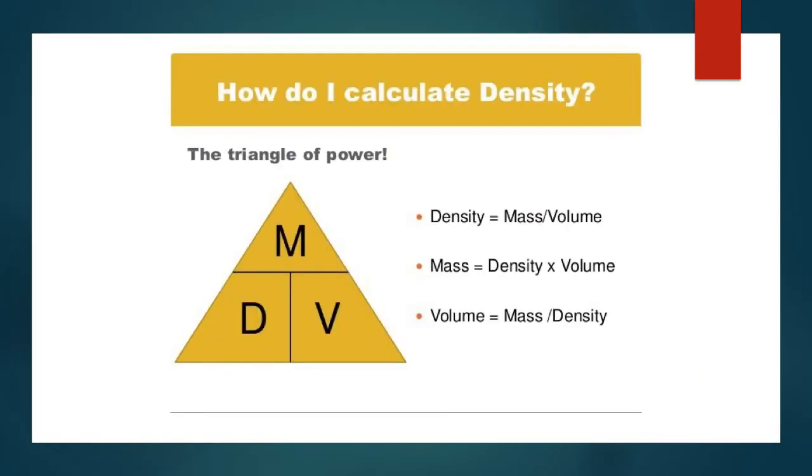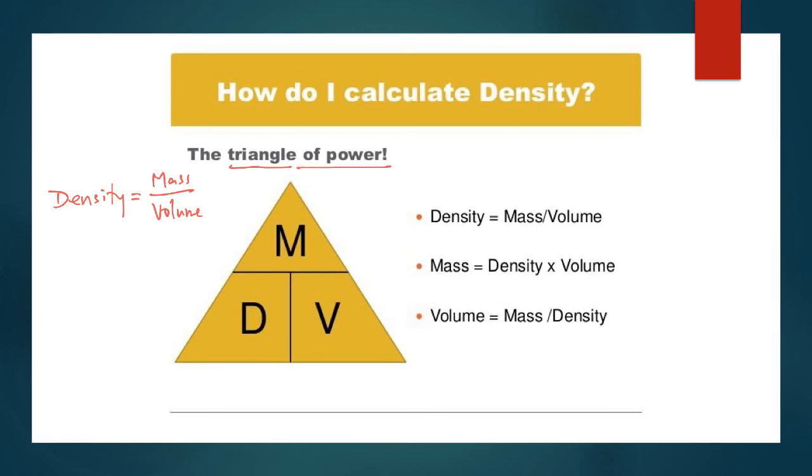So density can be easily calculated by using this formula. Density would be equal to the mass divided by volume. Okay. On the internet, I found this interesting triangle, or triangle of power. So this is a way for you to memorize how to calculate density. So density here is equal to the mass divided by volume.